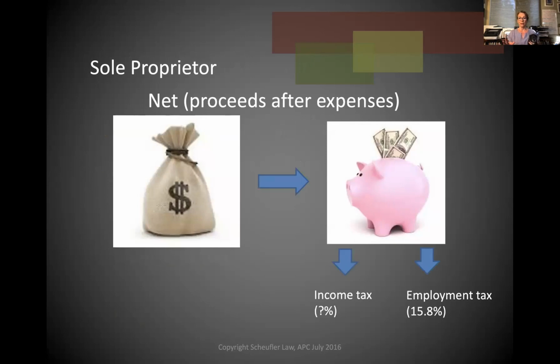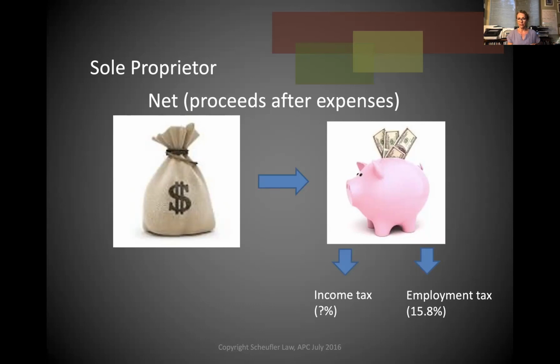As a sole proprietor, why do we not want to be a sole proprietor? Because you pay a lot in taxes. All of the revenue from the business that ends up in the owner's pocket is going to be subject to income tax at whatever tax bracket you're in, and employment tax, which is about 15.8%. I think it's less than 15.5, but we'll just use this number for purposes of this presentation.